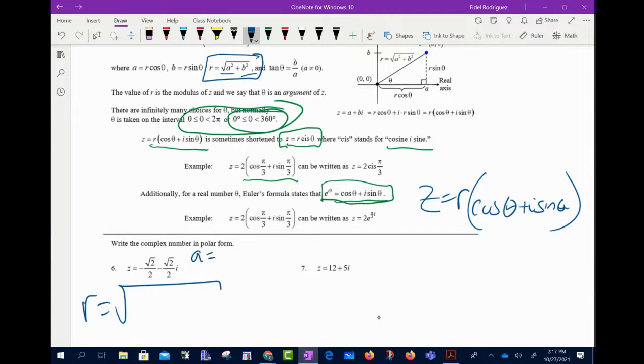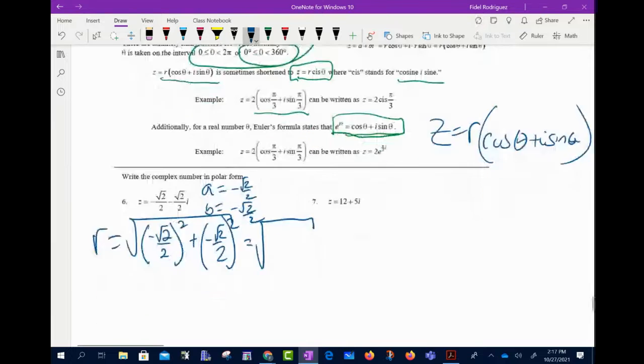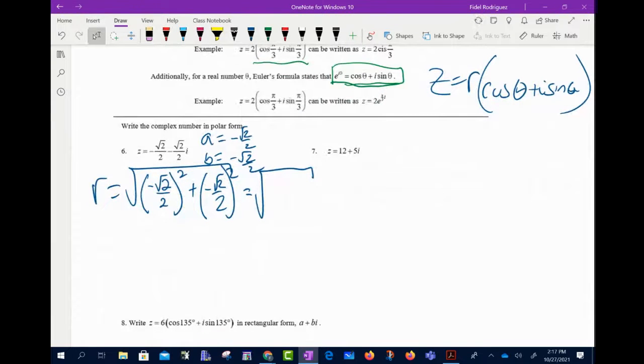Do y'all agree with me that a is the negative square root of 2 over 2, and b is also the negative square root of 2 over 2, just by looking at my picture? So we're going to say, negative square root of 2 over 2, squared, plus another negative square root of 2 over 2, squared. They're both negative inside, but because we square them, they become positive, right? Do y'all agree that the square and the square root are going to cancel each other out?